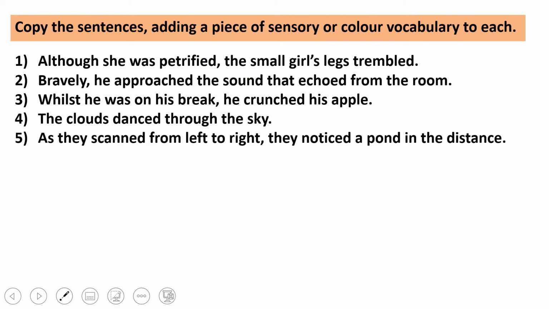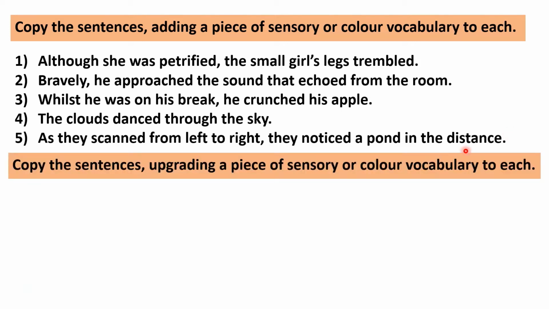So here are 5 sentences. Copy them down and add 1 piece of either sensory or colour vocabulary to each of them. Pause the video and complete that task now, please. Okay, if you're back, that means you've copied these sentences, and each one should now include a piece of sensory or colour vocabulary. And you should already be starting to get a feel for how sensory and colour vocab can enhance writing.